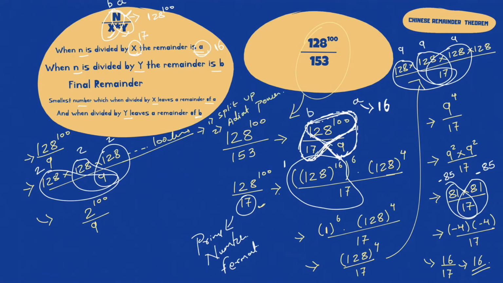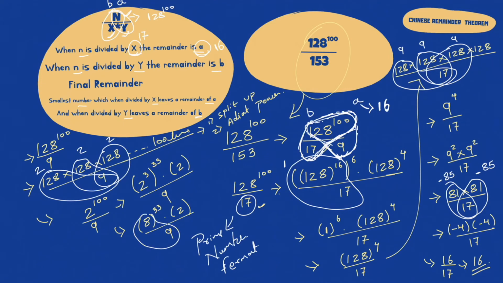Now the second step is adjusting the power. Remember, adjusting the power and all that. So I'll adjust the power to be 2 raised to 3, which is nothing but 8. 3 into 33 will be what? 99. I will be left with one extra 2 there, divided by 9. So this is nothing but 8 raised to 33 into 2, divided by 9.